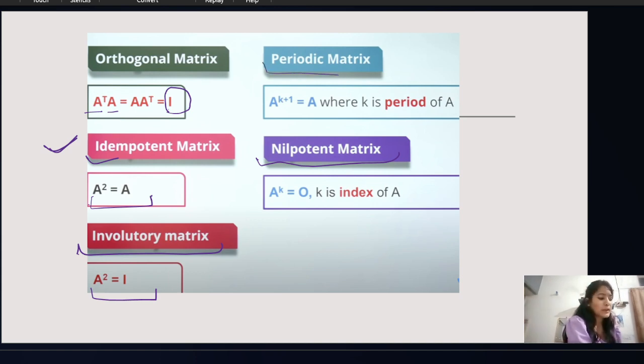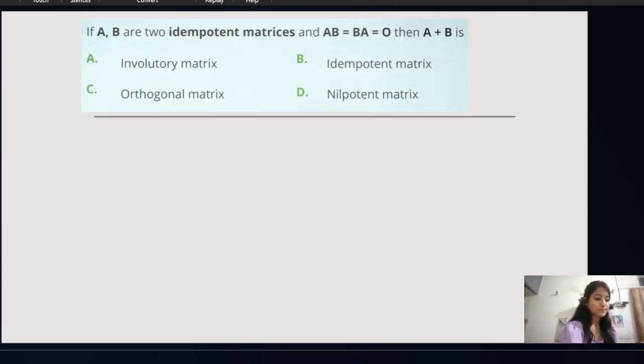And a periodic matrix is like this: if we find some power of the matrix and we get the same matrix after k plus 1, that is, after some period, then we can say that k is the period of that matrix. Okay, let's do some questions.